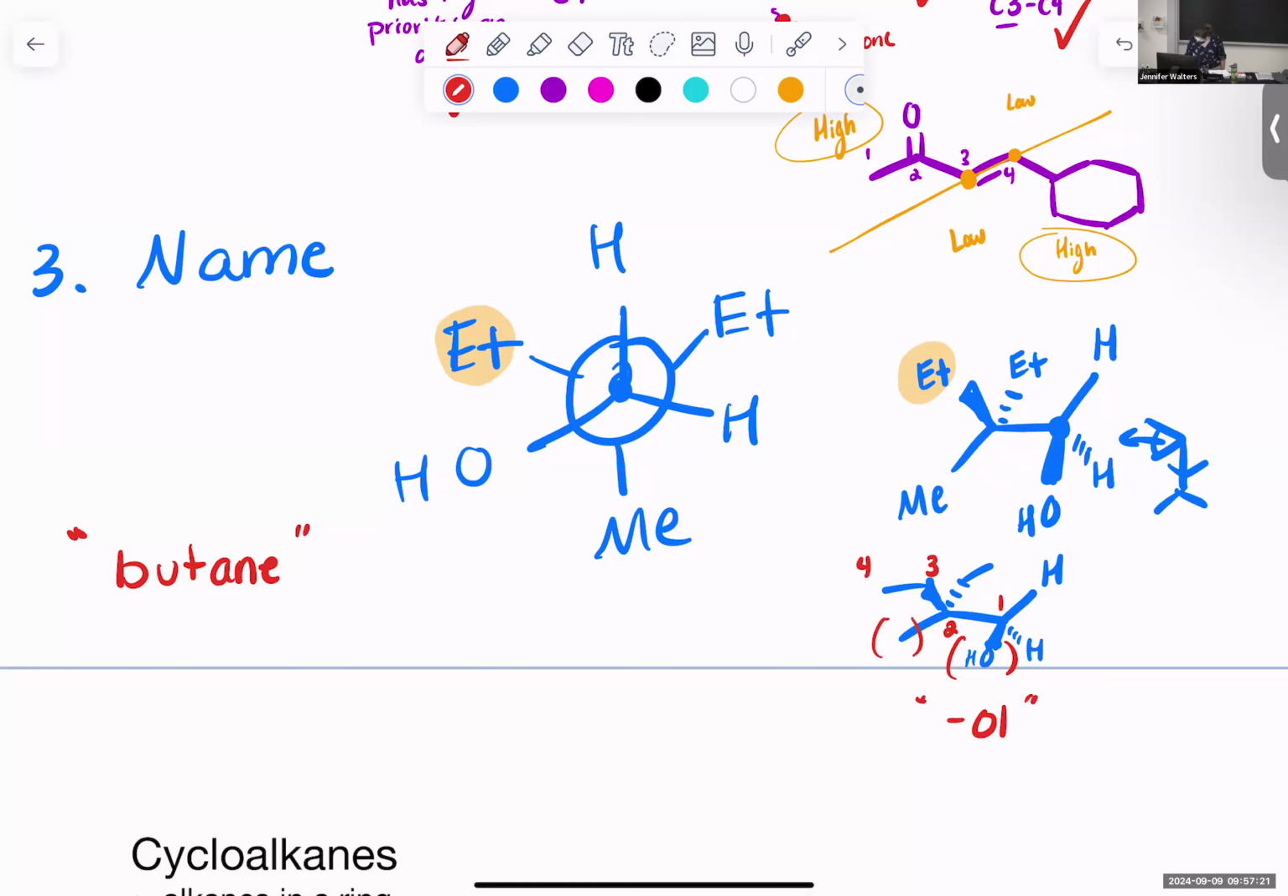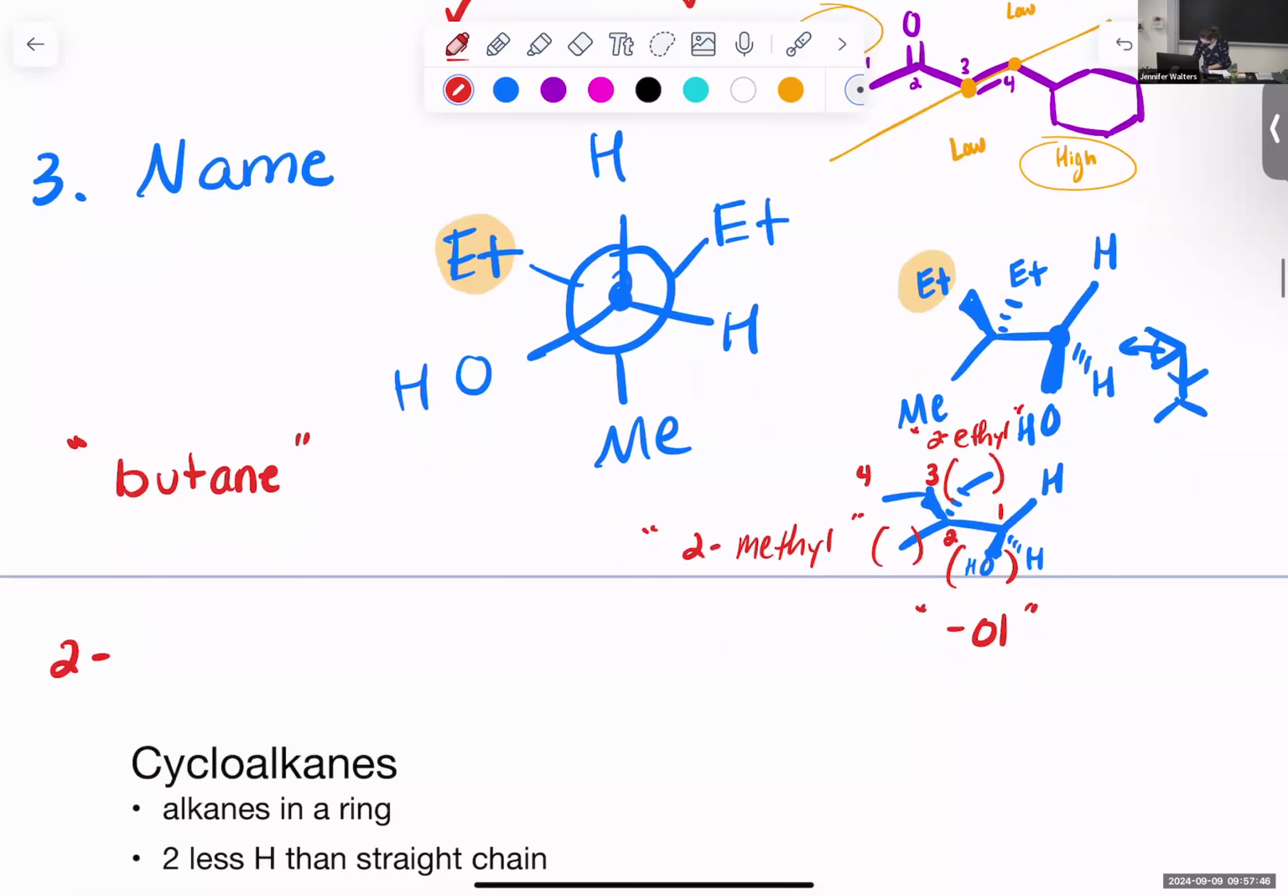Then I get a methyl, which it already said was on, but now it's on carbon 2. And I get an ethyl on carbon 2. So now I get to assemble my pieces. I need to put it in alphabetical order. So that ethyl comes before the methyl. So this is going to be a 2-ethyl, 2-methyl, butan-ol.